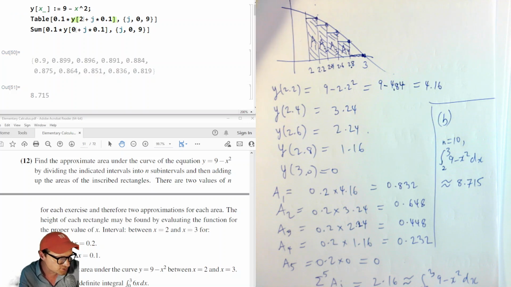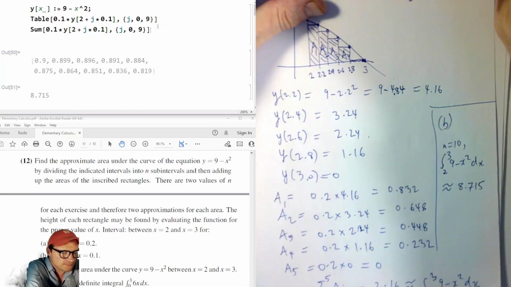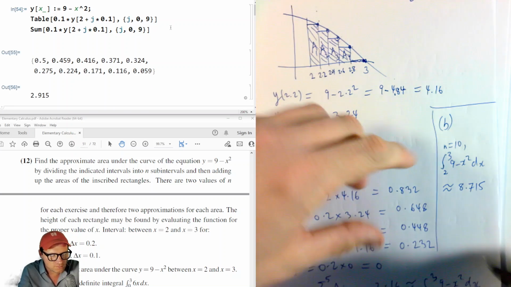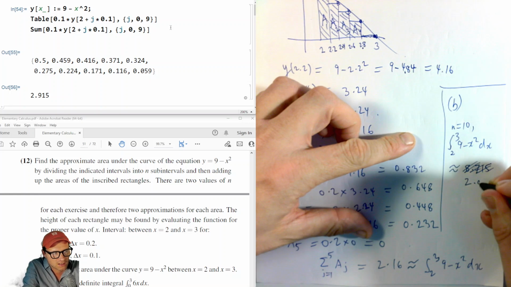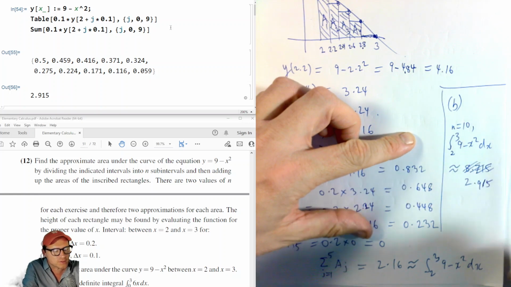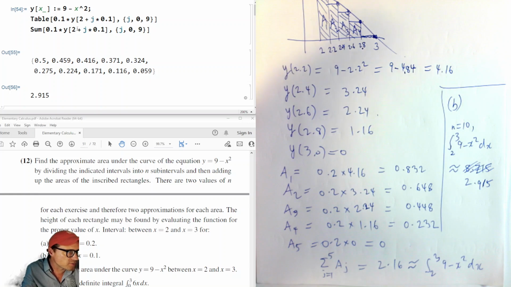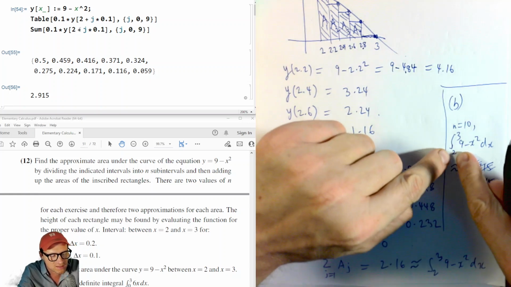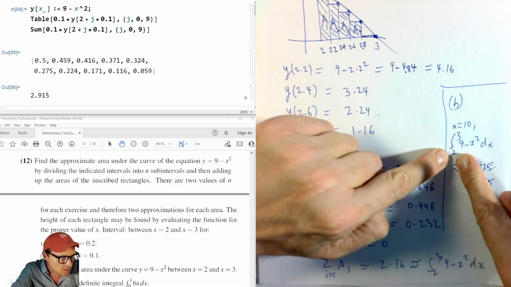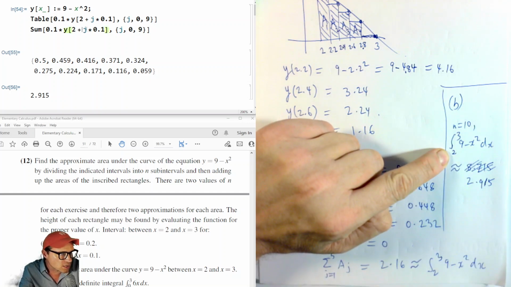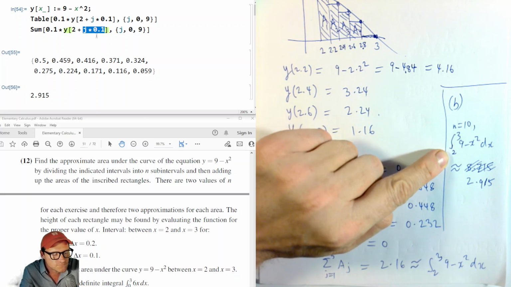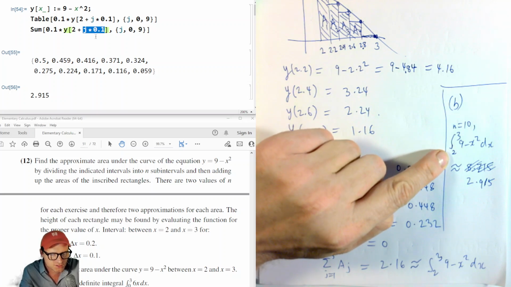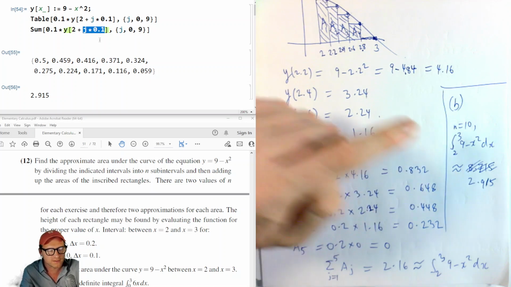Okay, so I should start at 2 rather than 0. So then we should get 2.915 when we do this properly. All right, so remember you got to start at 2, because that's where we begin that integral there, 2. All right, then I'm adding on 0.1, so 2.1, then we get to 2.2, 2.3, and so on, right?